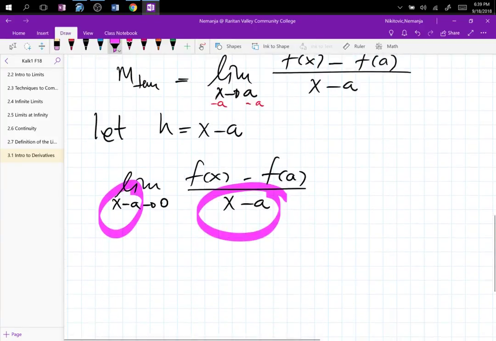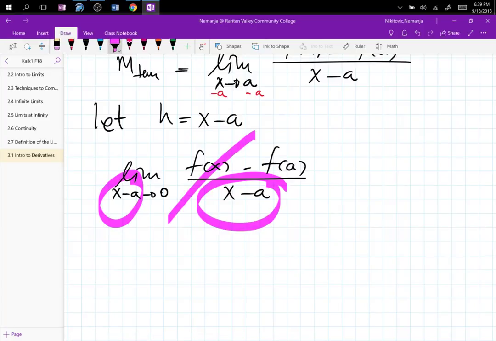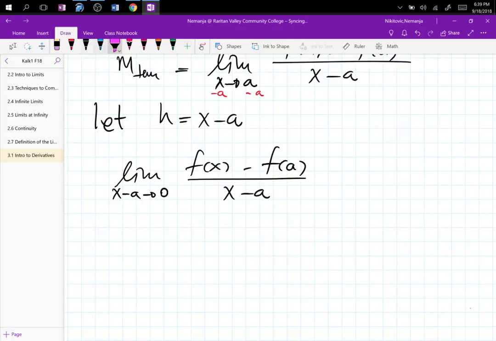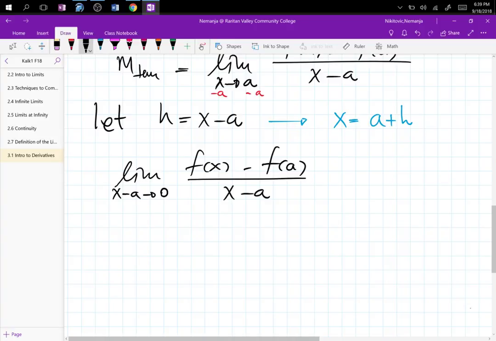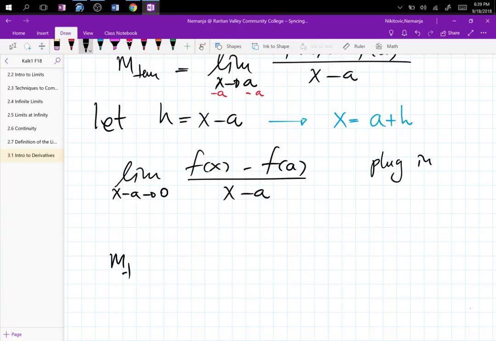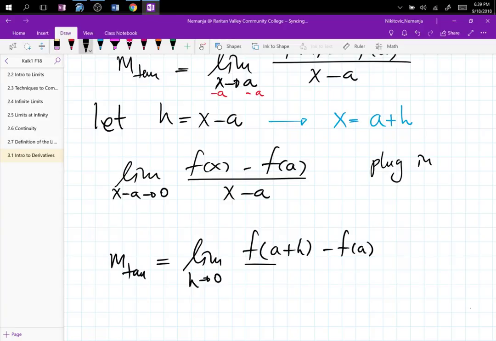So we want to eliminate this x. This x is no good, right? So let's eliminate that x. I eliminate that x by flipping this equation here and saying x is equal to a plus h. I simply move a to the other side. And now plug in. The slope of the tangent line is the limit as h goes to 0 of f of a plus h minus f of a divided by h.